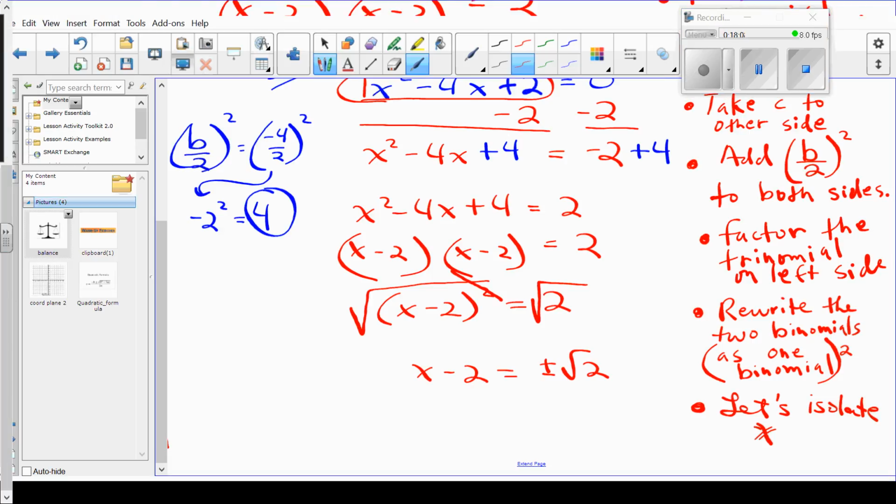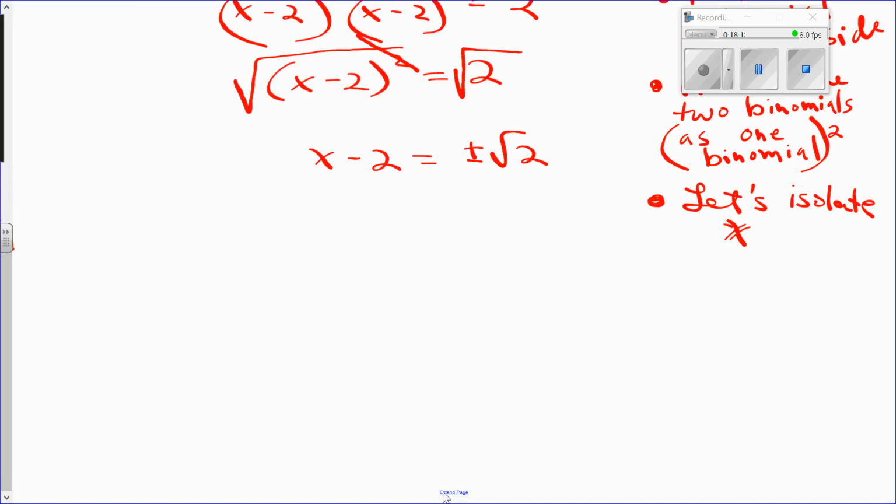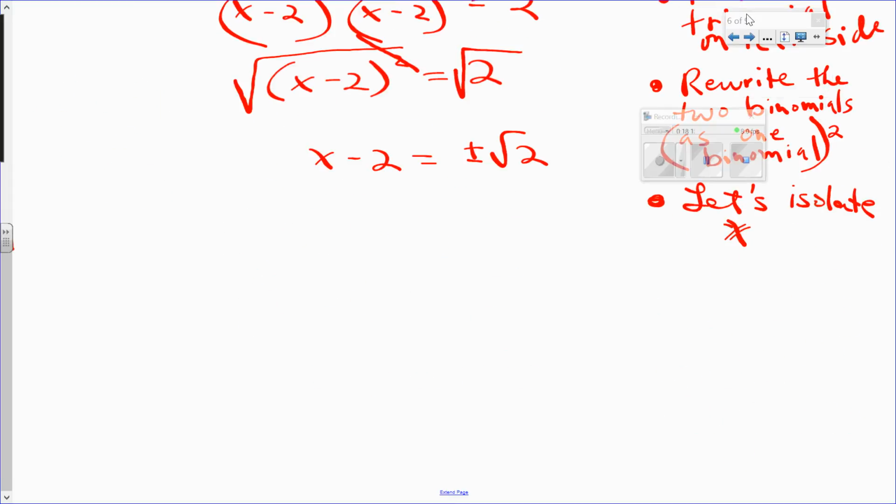Watch this. Why is there a plus and minus in front of that square root? The reason why there's a plus and minus is because, don't write this down.